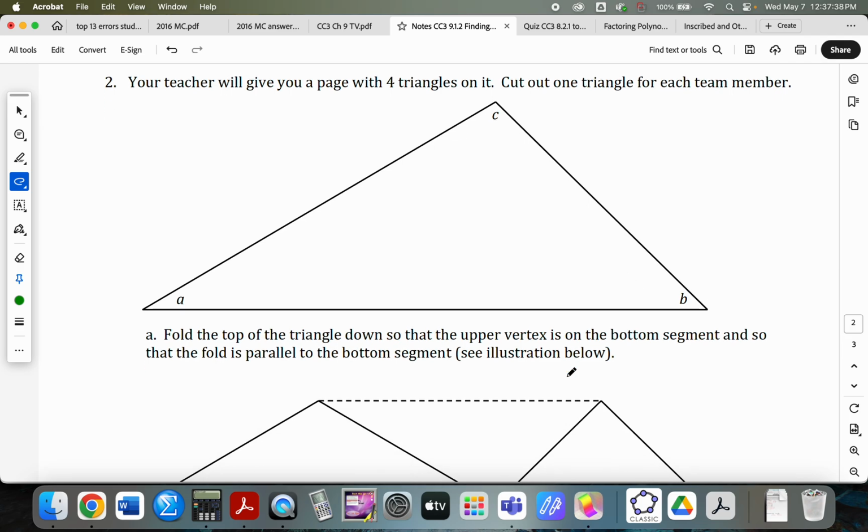All right. Let's see how Ben's doing on his cutting. How many of you got cut out so far? All right. You take one and pass it back, please.